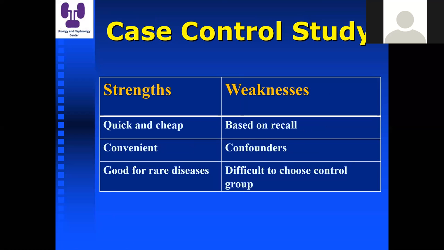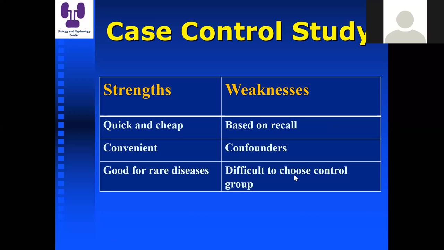Case control, yes. You can continue, Nadine or Toka, because you are very nice and very active. So you can read intermittently. Toka? Yes, Toka. Okay, the strengths of the case control study: it's quick and cheap. It's convenient and it's good for rare diseases. Whereas, it's based on recall, it has confounders, which is a variable that's unaccounted for, and it's difficult to choose control groups.